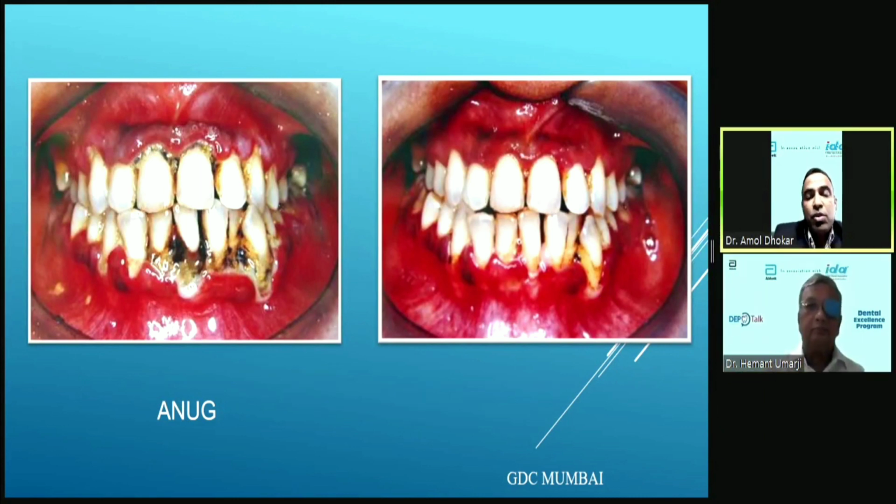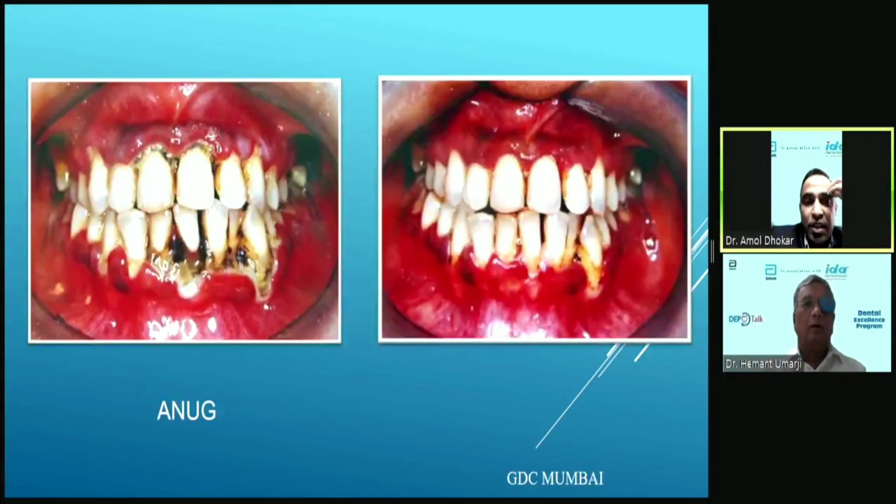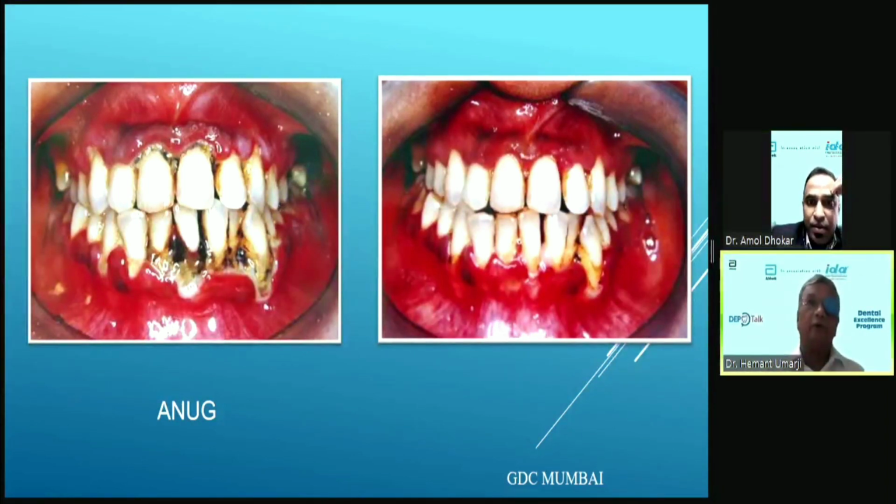And sir, also we should avoid scaling. Is it like that? I've heard that in the initial days of ANUG, the scaling should be avoided as it causes bacteremia. Yeah, I agree. So in the first few days, the patient will not allow us to touch at all. If we touch, the patient gets so much pain that you can't do anything.